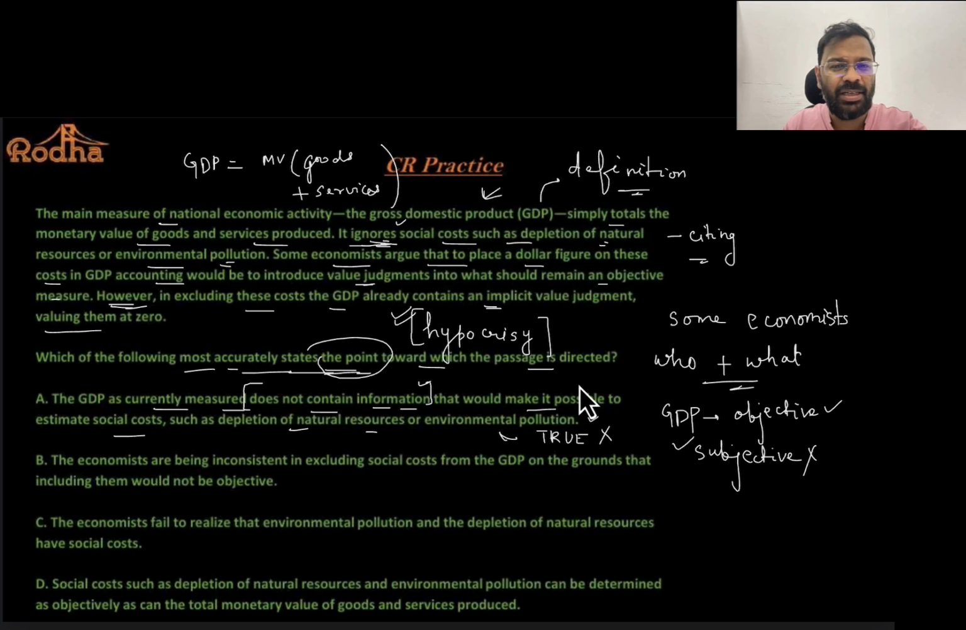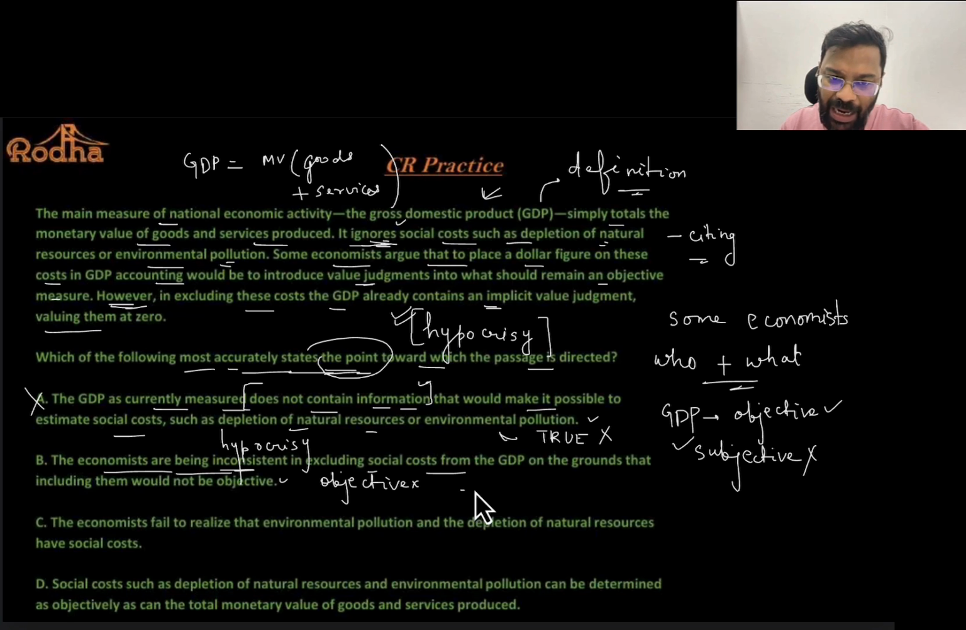I think the main point here was that you are actually making an error which you say that we would not do. That is the kind of thought we are going to look forward to. So fairly eliminated. The economists are being inconsistent, very close to the word hypocrisy here, because you're probably calling out something else and making the same mistake. The economists are being inconsistent in excluding social cost from the GDP on the grounds that including them would not be objective. Why are they being inconsistent? Because they are saying, oh, those are not objective, but you actually are making some kind of value judgment that is objective. So isn't that a paradox? Brilliant framing of an option and brilliant framing of a question. So this is an option for now. I would keep it on hold.